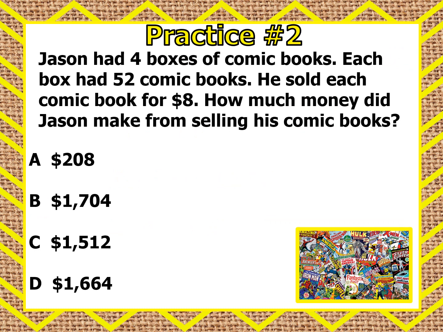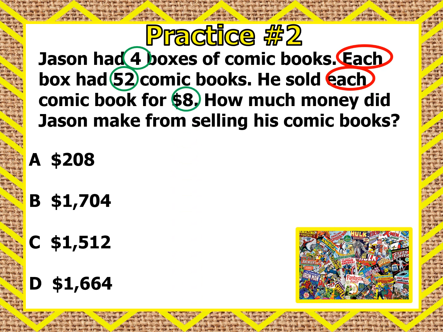Practice number 2. Jason had 4 boxes of comic books. Each box had 52 comic books. He sold each comic book for $8. How much money did Jason make from selling his comic books? I see that this problem wants me to determine how much money Jason made from selling the comic books. I know he had 4 boxes of comic books, and I know each box had 52 comic books. So to find out how many comic books he had, I have to multiply 4 by 52. And I know he sold each comic book for $8.